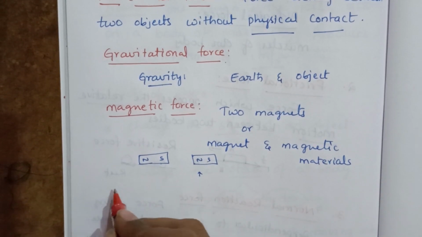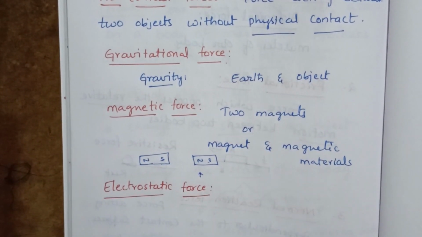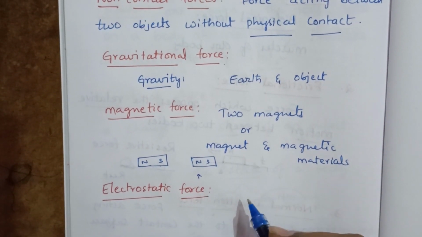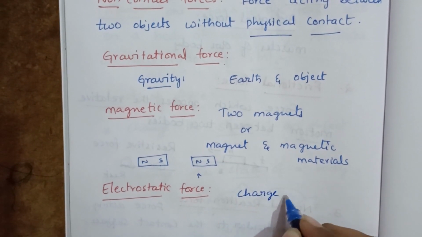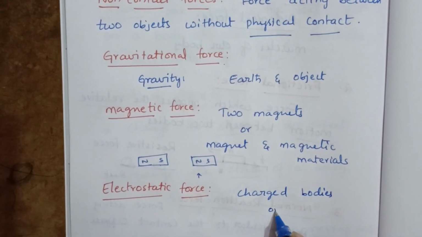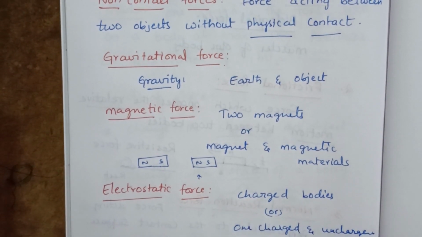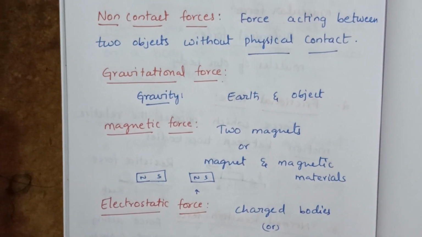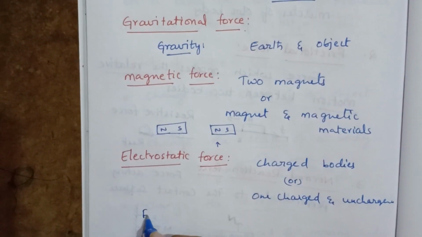Next one is electrostatic force. Like magnetic force, electrostatic force is also an attracting or repulsive force between two charged bodies, or between one charged body and an uncharged body. Now, this non-contact force is also known as field force.